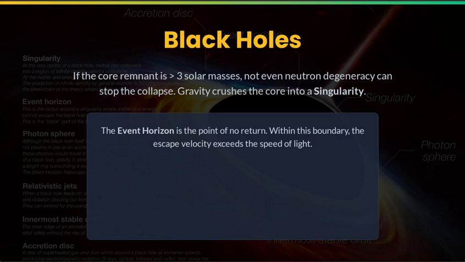And just one fact about black holes, because why is there no light? The event horizon is the point of no return, and within this boundary, the escape velocity exceeds the speed of light. That's why there's no light coming out of the event horizon, what I'm pointing to right here. That's why it's called a black hole.